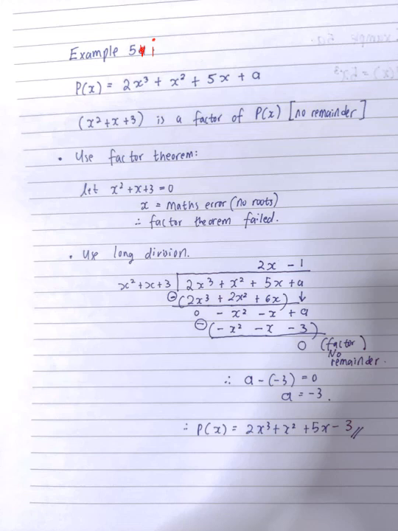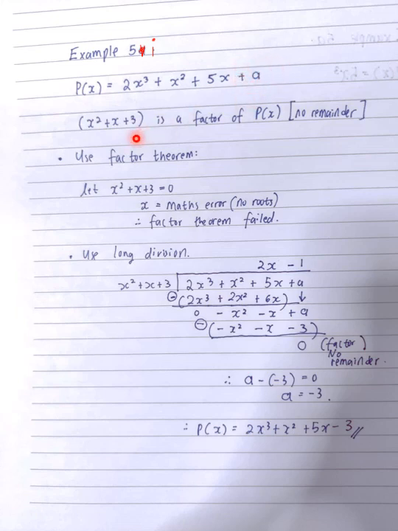Bismillahirrahmanirrahim. So let's do example 5 from Miss Fu's notes. This question is not that difficult at all. You just need to use all the knowledge that you have learned before and apply it here, especially for 5 part 2. So we have a polynomial p(x) equals 2x cubed plus x squared plus 5x plus a, and we need to find this constant a.